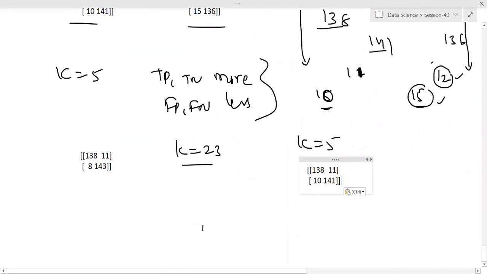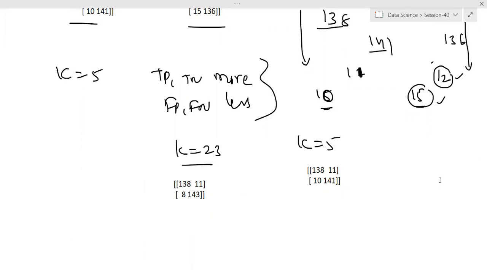Now observe here, friends, what is the point you are making out here? Can I go with k equal to 23 or k equal to 5? Just have a look at this. What is your analogy? Only a change in the true positive, not much. One change is here I am having 143 and here I am having 141.